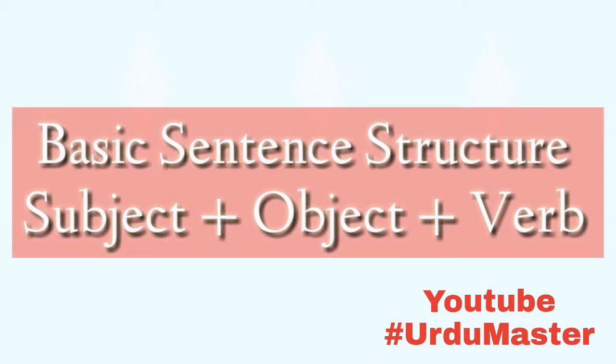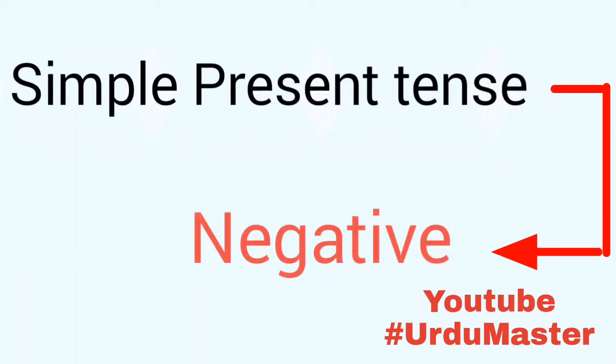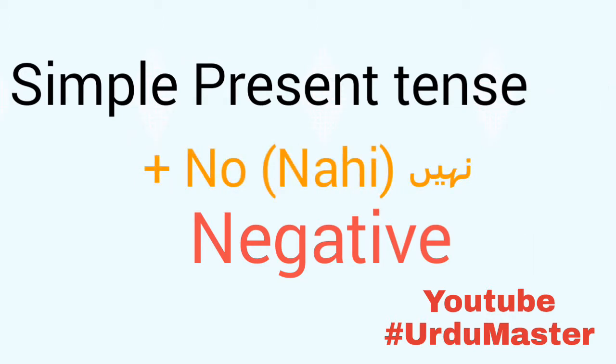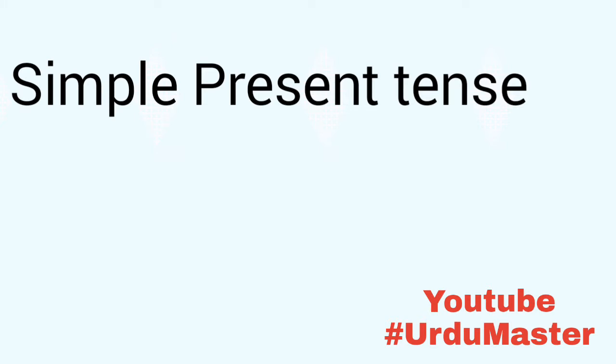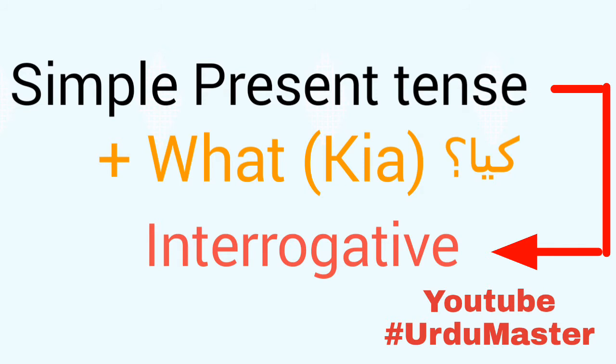It was that easy. Now you know two things. First, basic sentence structure of Urdu is subject plus object plus verb. And second thing, if you want to change a simple present tense into negative, we just add nahi before verb. And if we want to change simple present tense into interrogative, we add kya before sentence.